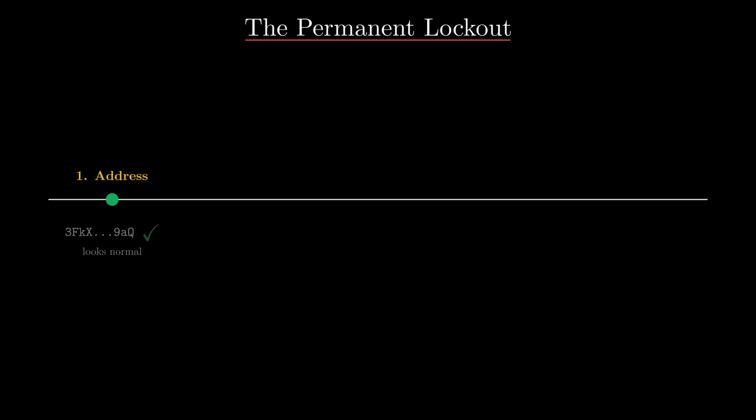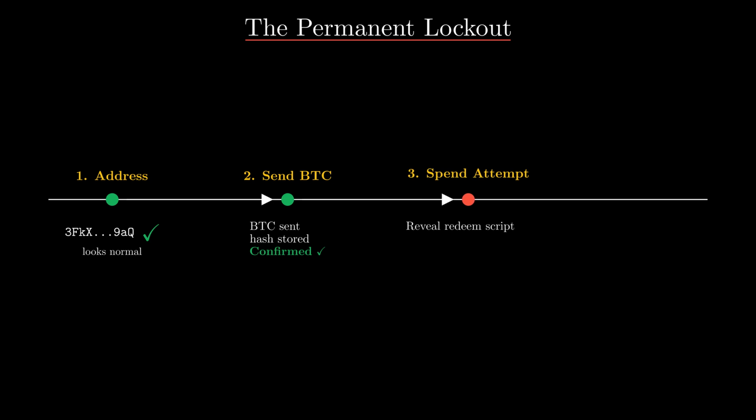Elegant, but this elegance comes with a sharp edge. Because the network never sees the redeem script until spend time, it cannot tell whether the script is valid. Hash a broken script, paste it into a wallet, send Bitcoin. The address looks identical to a working one. The blockchain accepts the payment. Then someday, someone presents the redeem script to spend.